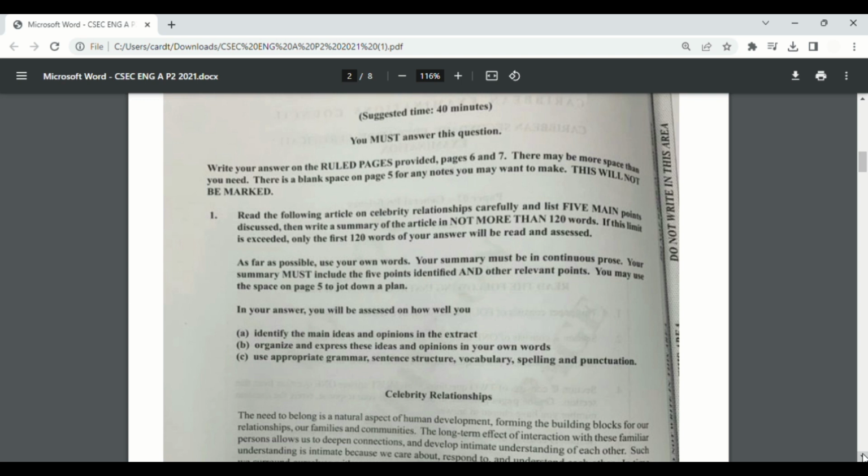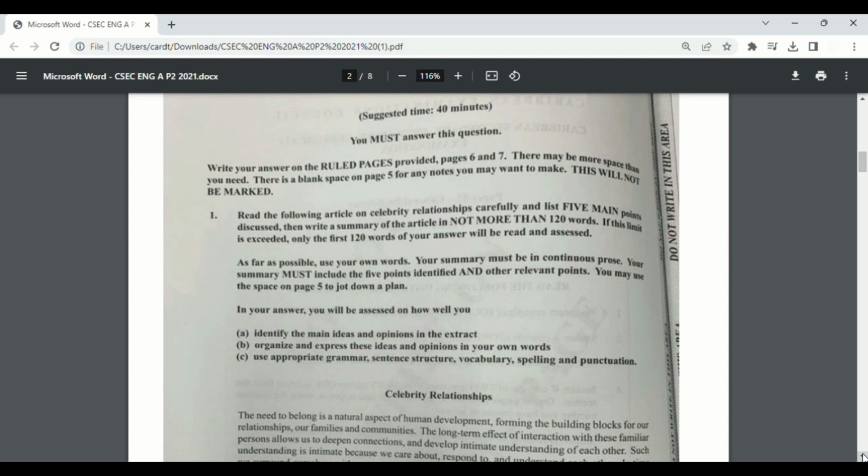As far as possible, use your own words. Your summary must be in continuous prose. What does this mean, continuous prose? It means that your summary needs to flow. There should not be any heading within the summary. It's supposed to flow from one sentence to the next. That's what they mean by continuous prose. No subheadings, none of that.